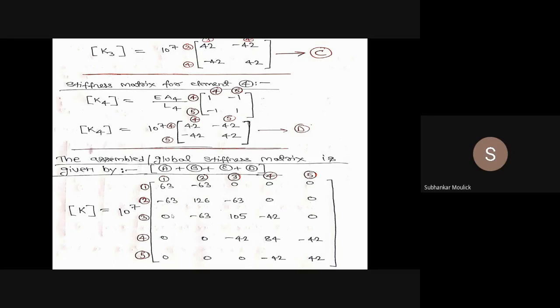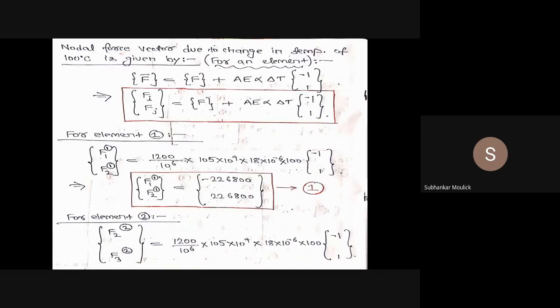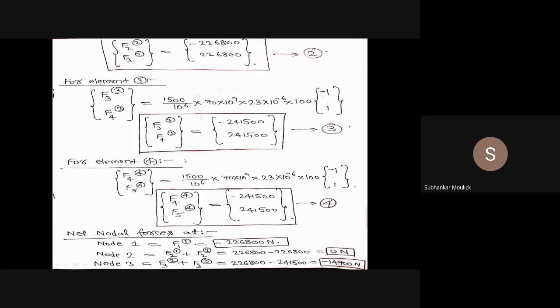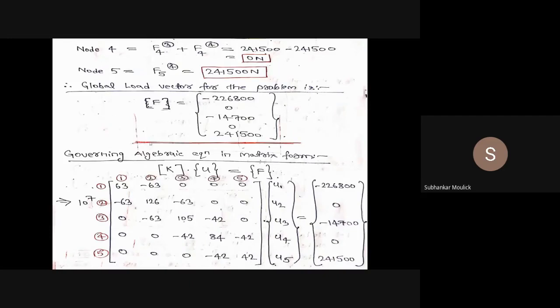Okay, fine. Now I can write the governing algebraic equation for the problem, and that is this equation. That is K into U is equal to F, where K is the assembled global stiffness matrix, U is the global nodal displacement vector, and F is the assembled global nodal force vector.